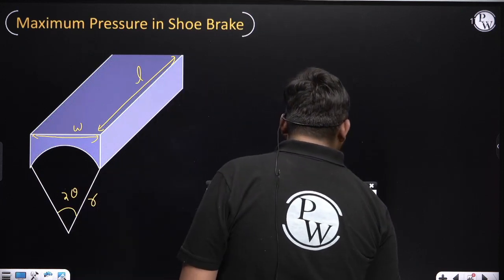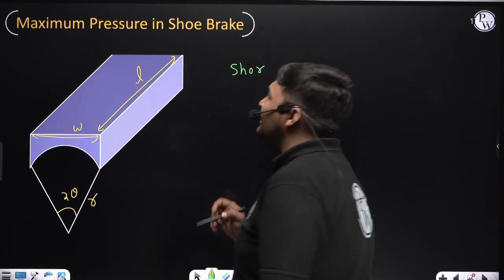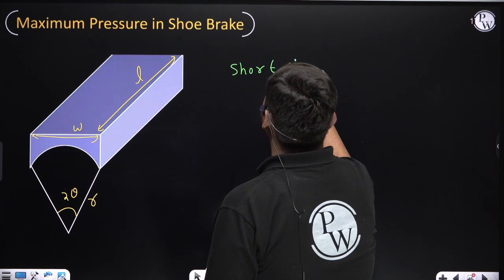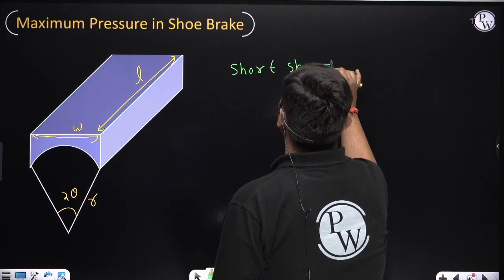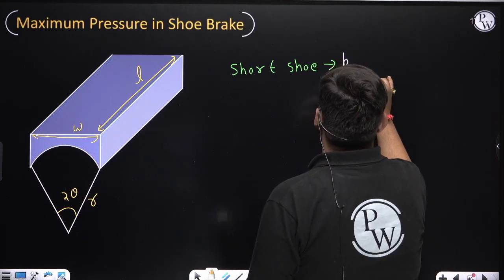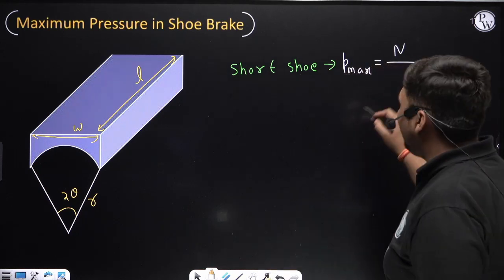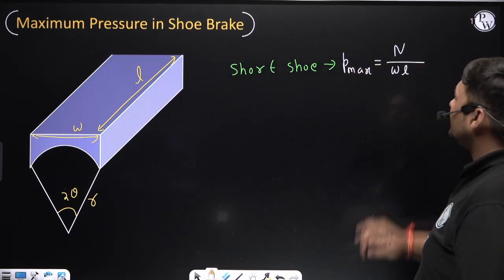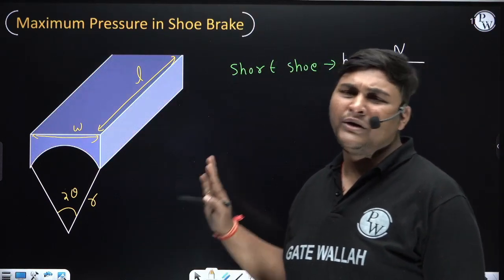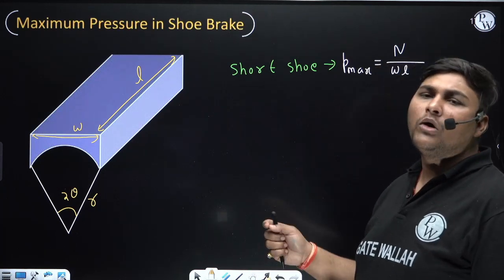To find the relation of maximum pressure in a shoe brake, we need to see whether the shoe is a short shoe or a long shoe. If the brake is a short shoe brake, the expression of maximum pressure is capital N, the normal force, divided by W into L. It is the relation of maximum pressure for a short shoe. It is very simple, and you need to remember this relation. I am not going into the derivation. Maximum pressure will be capital N upon W into L.